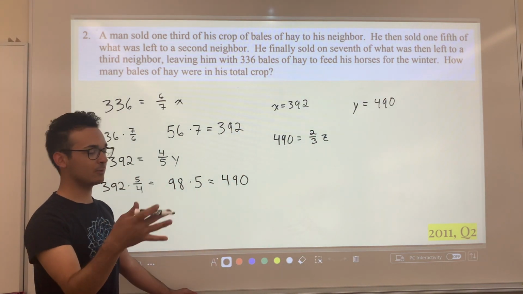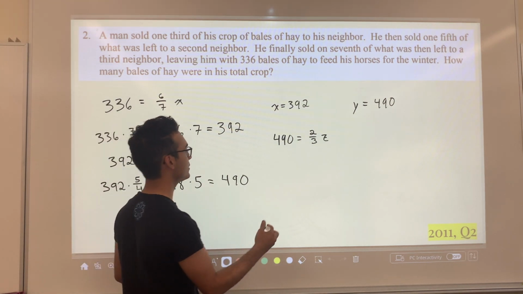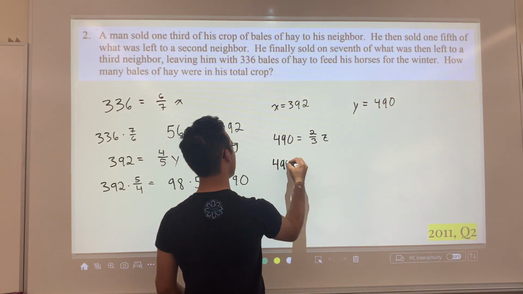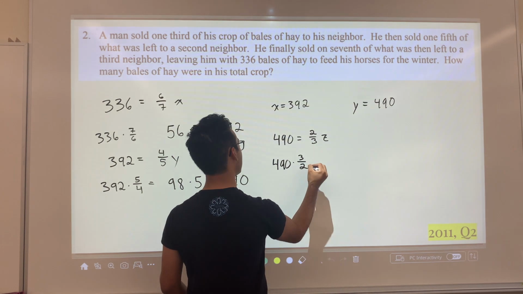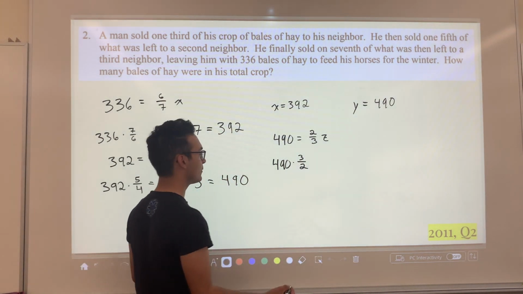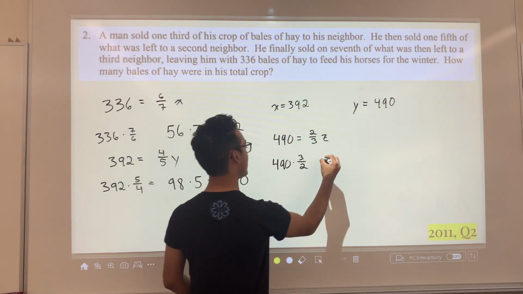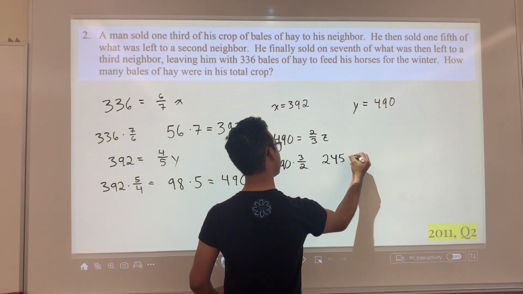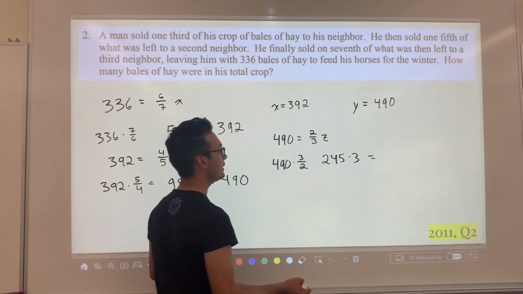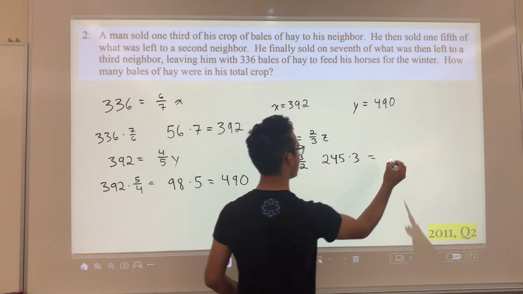To get rid of that 2/3, multiply both sides by 3/2, and we get 490 times 3/2. 490 divided by 2 is 245. I'll write that down, 245. And then 245 times 3 would be 735.